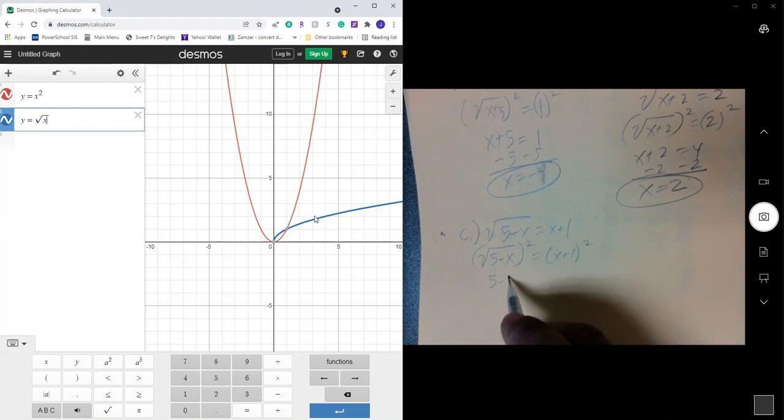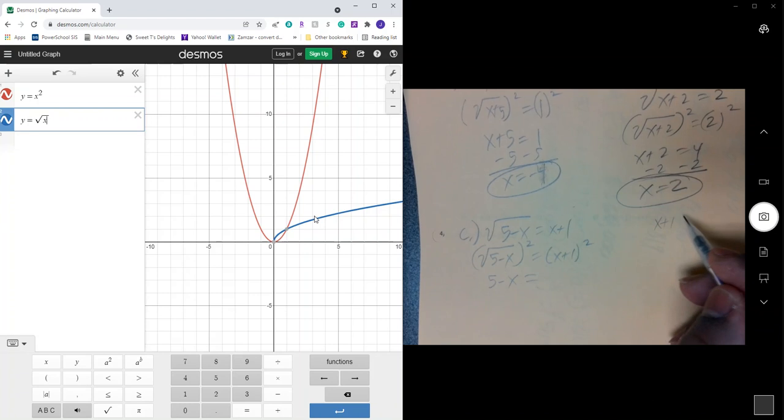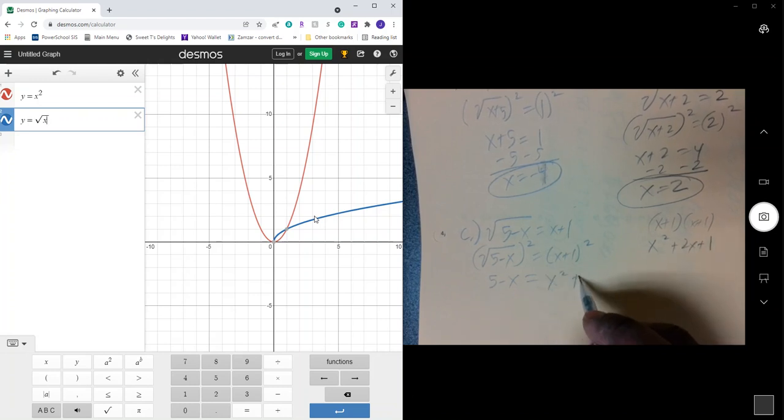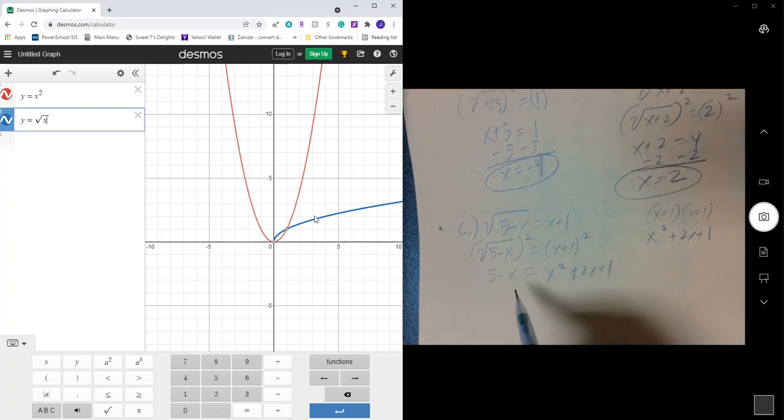So this will leave us 5 minus x here, and (x plus 1) squared, we know that that is the same, and I'll write this on the side as x plus 1 times x plus 1, and then we could do the distributive property to be x squared plus 2x plus 1. So it'd be x squared plus 2x plus 1. And then here, what we would do, we would add x and subtract 5 on both sides.